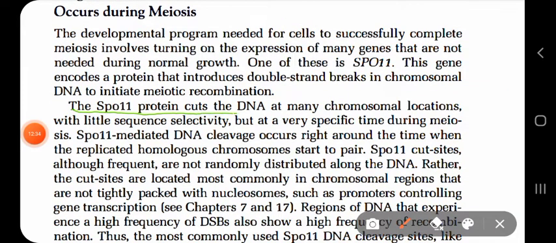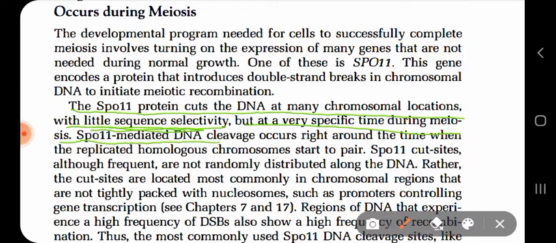SPO11 protein cuts the DNA at many chromosomal locations with very little sequence selectivity, but at specific timing during meiosis. So at specific timing during meiosis, I think in the diplotene stage maybe, at that time SPO11 protein cuts the DNA within the chromosome. At many chromosome locations it cleaves. There is no such sequence selectivity.